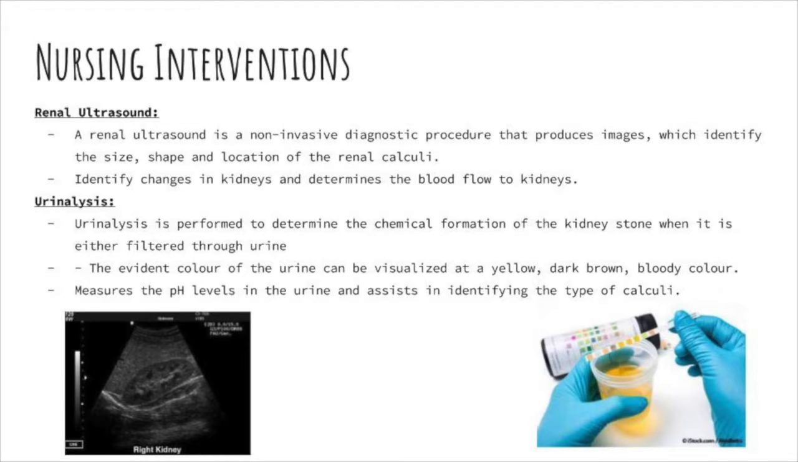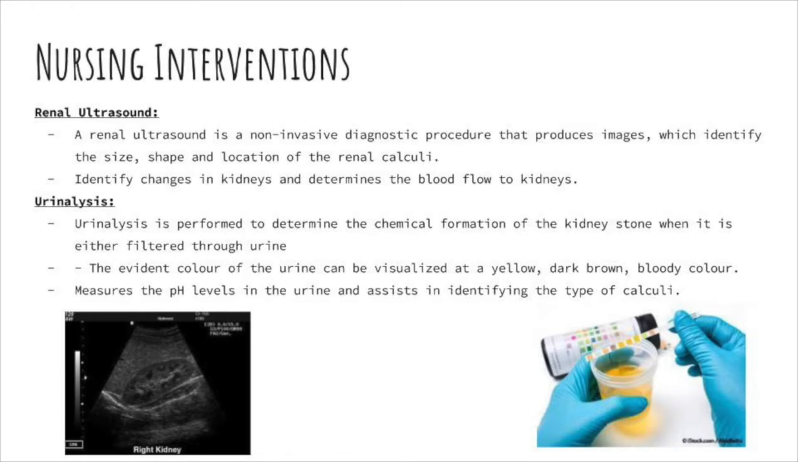A urinalysis. Urinalysis is performed to determine the chemical formation of the kidney stone when it is either filtered through the urine excretion or removed from the urinary tract. The urinary test is completed and evident in Peter's urine are red blood cells, white blood cells, and crystals, which are signs of infection, and it can also be used to determine the pH level of the urine. The evident colour of his urine can be visualised as yellow, dark brown, or bloody.